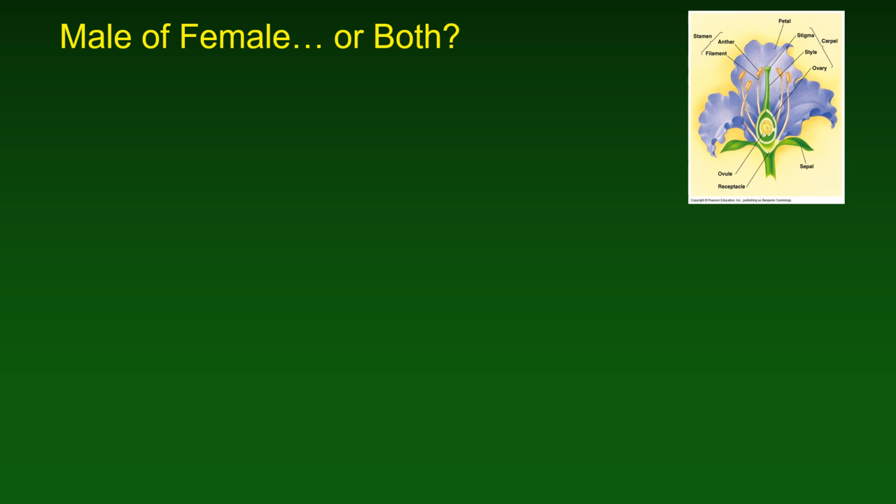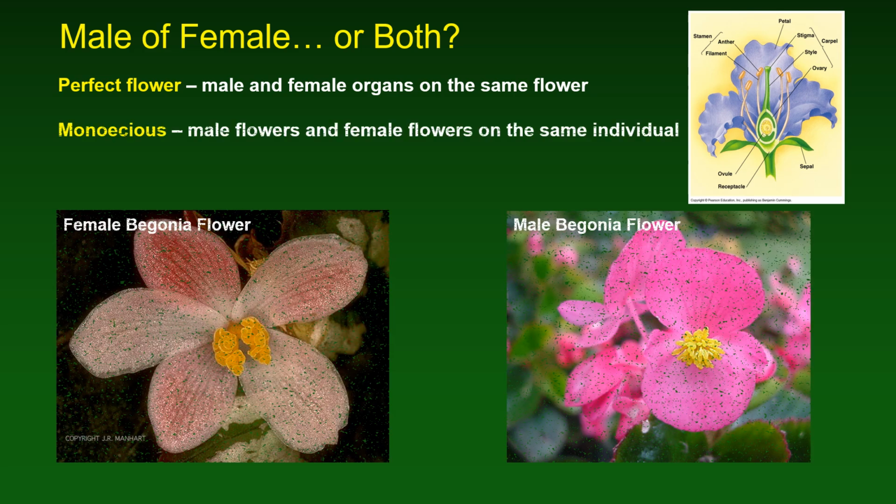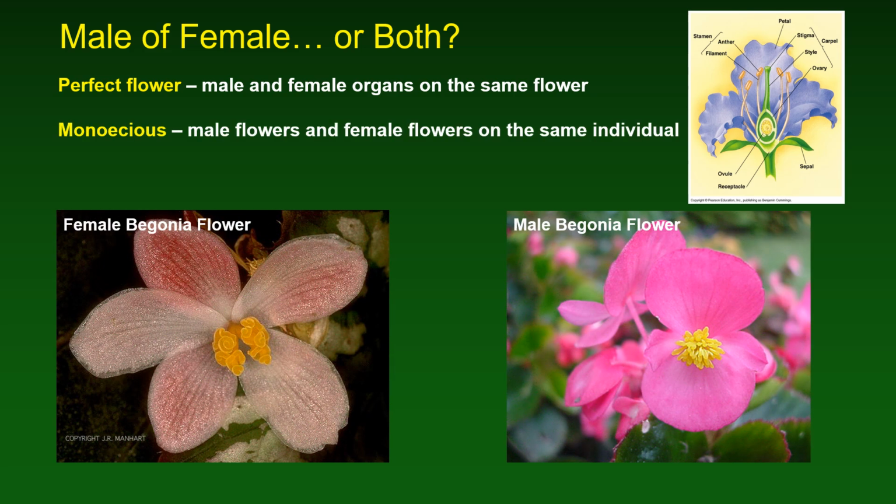Before we go on to talk about pollination and fertilization, let's just take a few more minutes to talk about the flower. The flower that you see here, the one I showed you before, is referred to as a perfect flower. And what that means is it has both male and female organs. So it has the stamens that produce pollen, and it has the carpels that contain the ovules. But it might surprise you to learn that it is possible to have flowers that are either male or female.